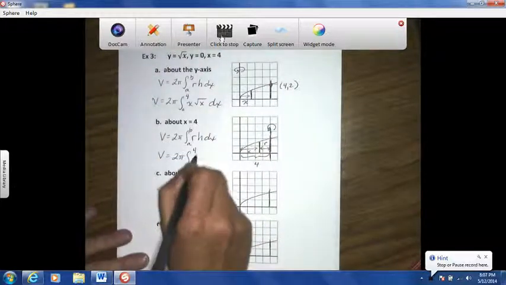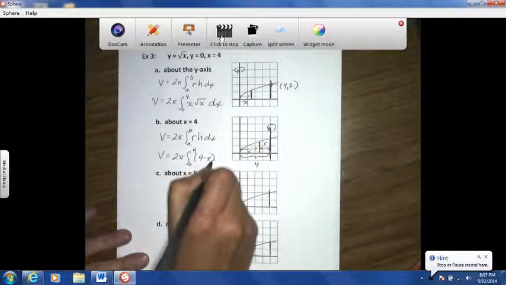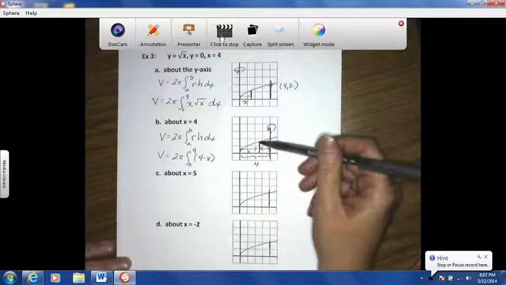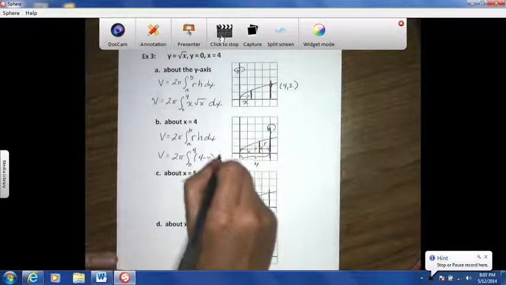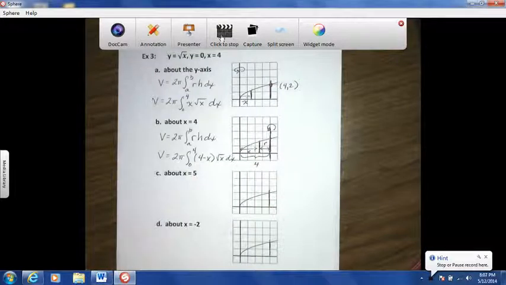So the radius is 4 minus x, and then the height of the rectangle has not changed. The height of the rectangle is still top minus bottom, which is the square root of x, and then we have our differential of dx.